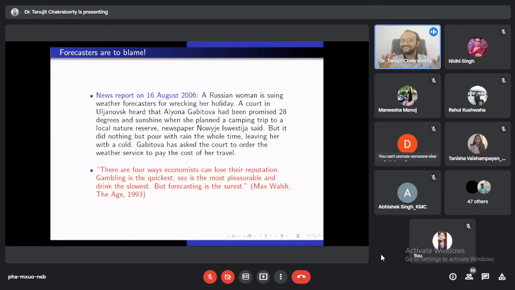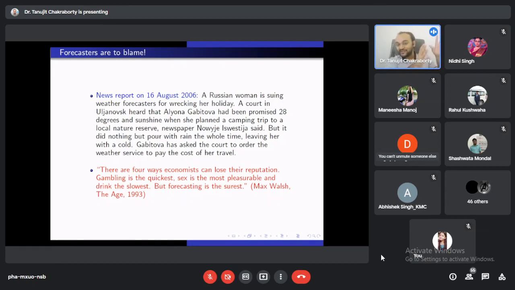So forecasters get blamed some of the times. There is a very interesting write-up by Max Walls. It was in the year 1993. He said there are four ways economists can lose their reputation.